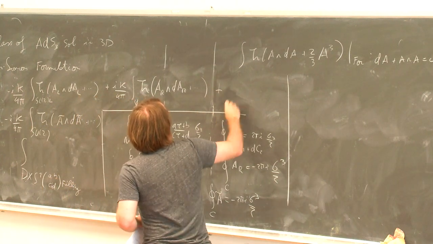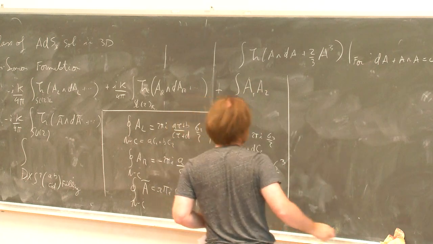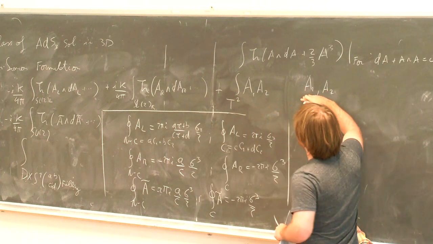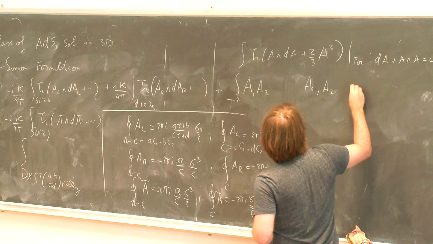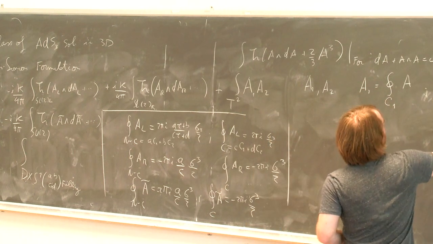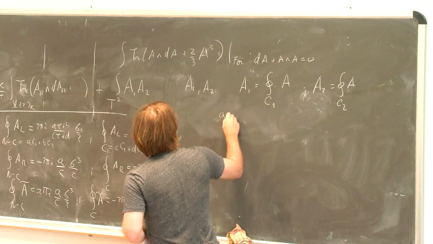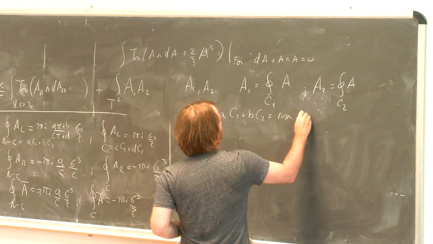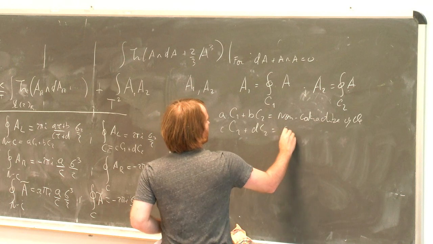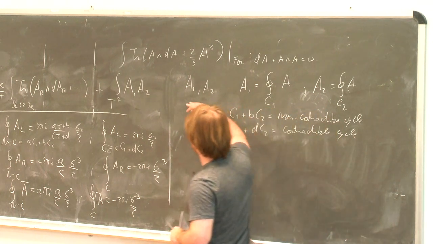And besides the bulk terms, you have to add boundary terms on the T2, which are of the form A1 times A2. So these A1 and A2 are flat connections on the T2, in a particular basis. So basically A1 is just the integral of A around C1, and A2 the integral of A around C2, where AC1 plus BC2 is this non-contractible cycle, just to remind you, and then CC1 plus DC2 is the contractible cycle. Okay, that's some basis.